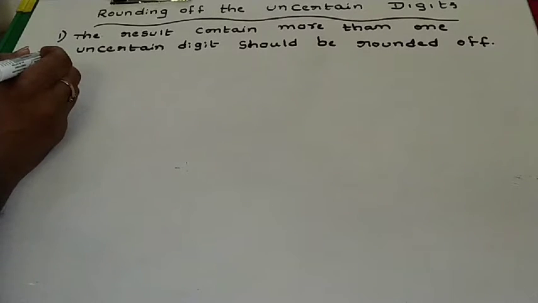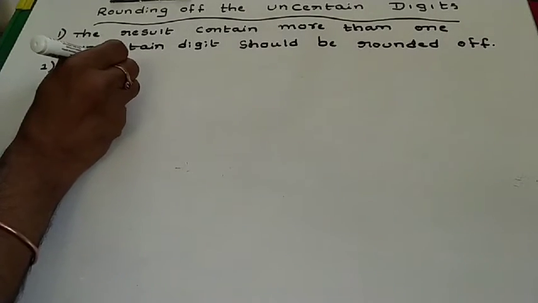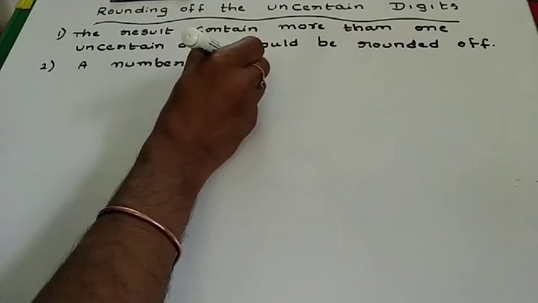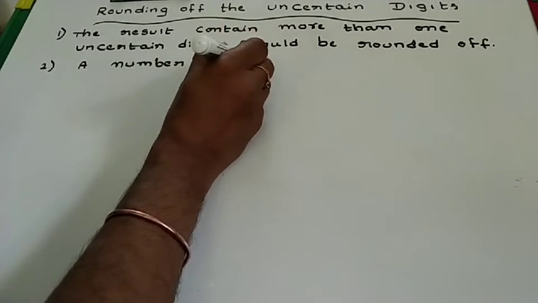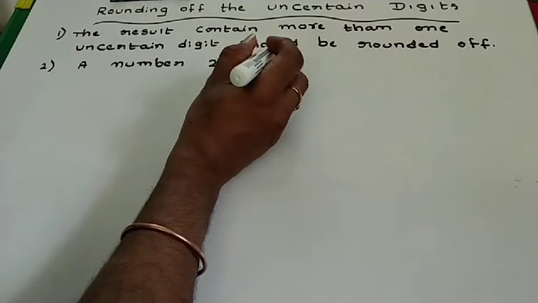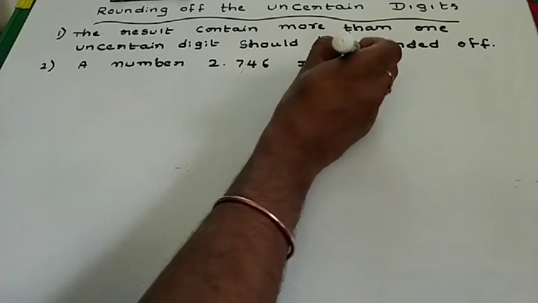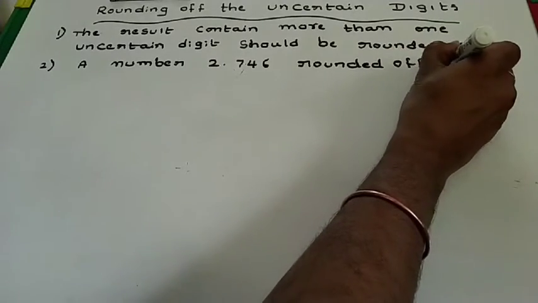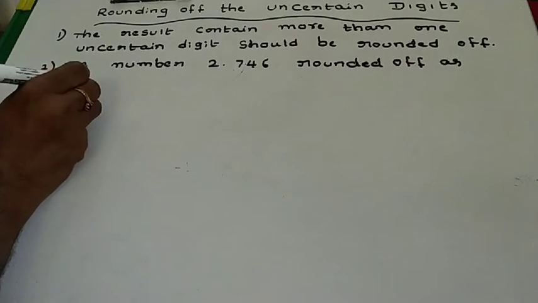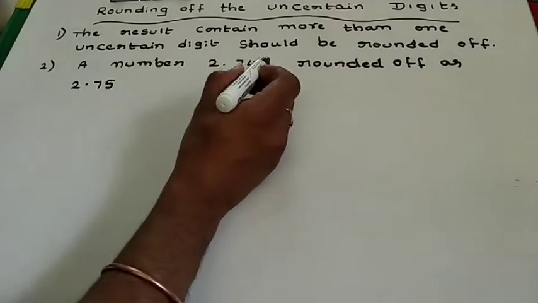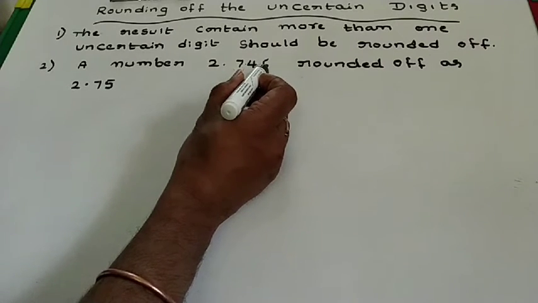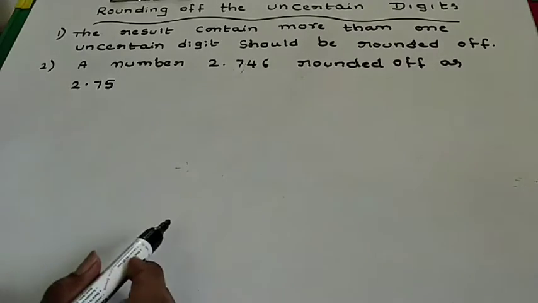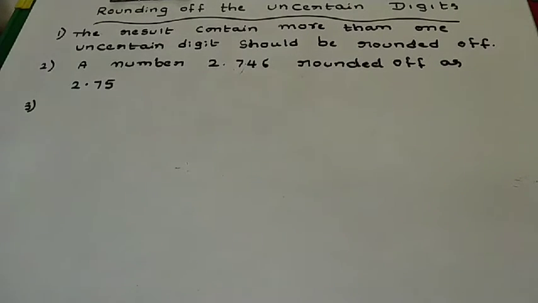Point number 2. A number 2.746 is rounded off as 2.75. What happened? Here 6 is there. We have to take one from it and add to 4. As a result, it becomes 2.75. Now this we have to leave like that only.